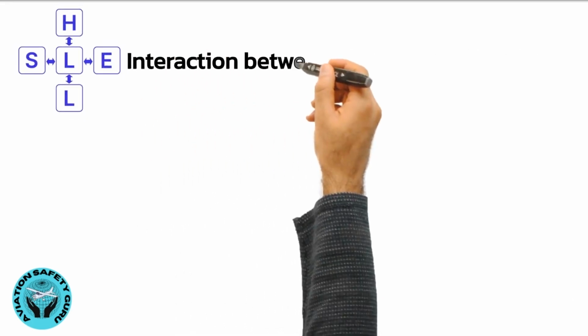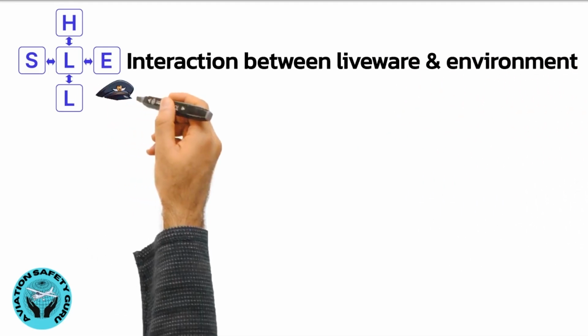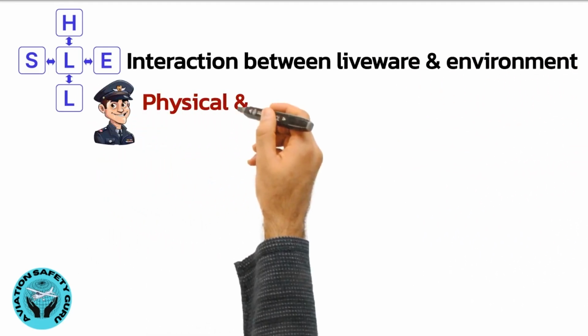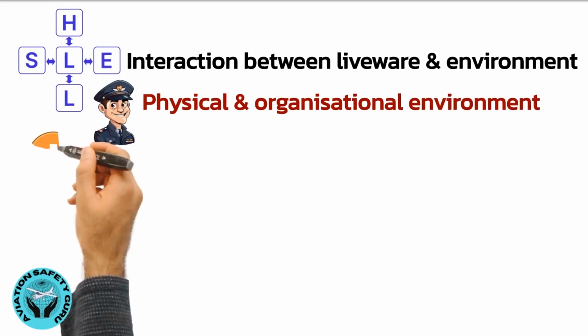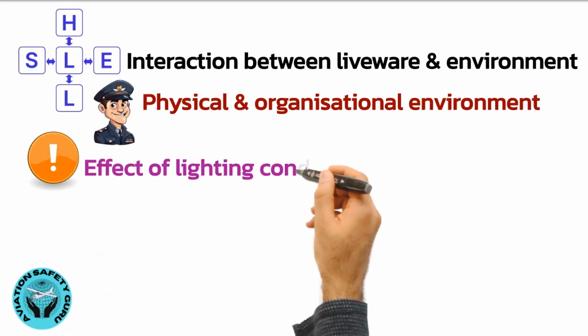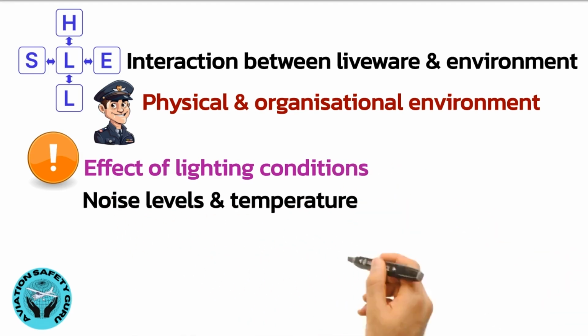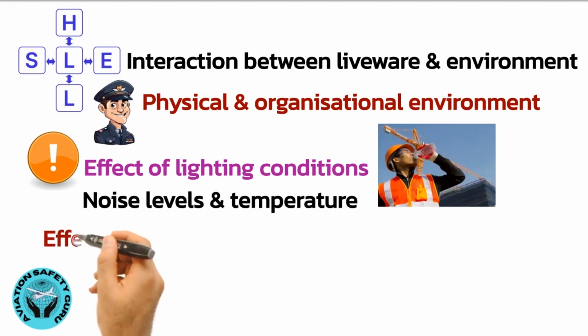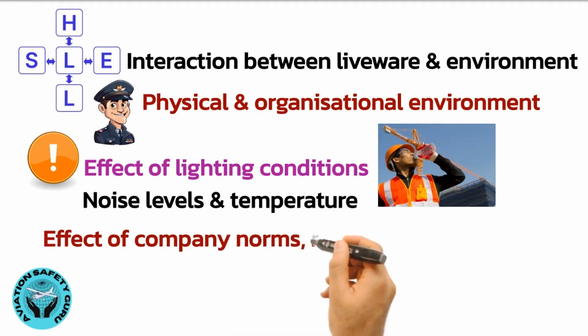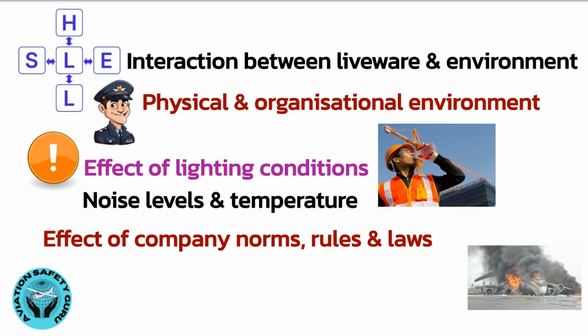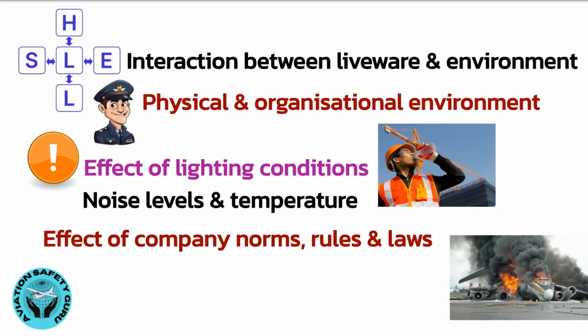Next comes the interaction between liveware and environment. It is the interaction between humans and the physical and organizational environment. It relates to the effect of lighting conditions, noise levels and temperature on humans. It also covers the effect of company norms, rules and laws. Mismatch in any of these can cause an accident.